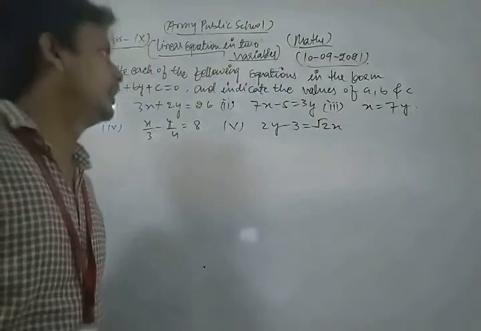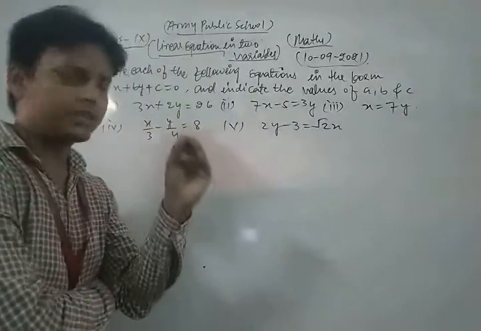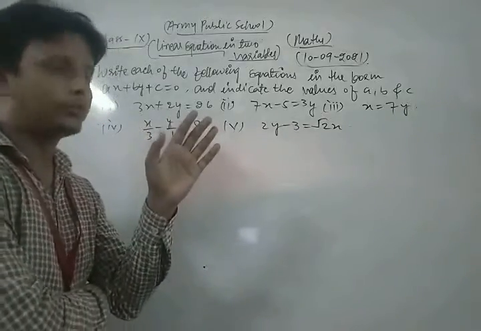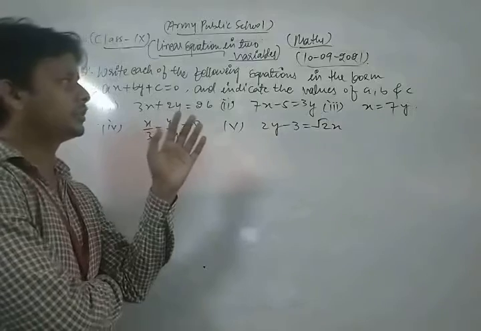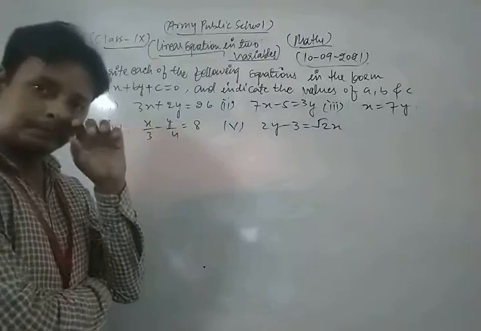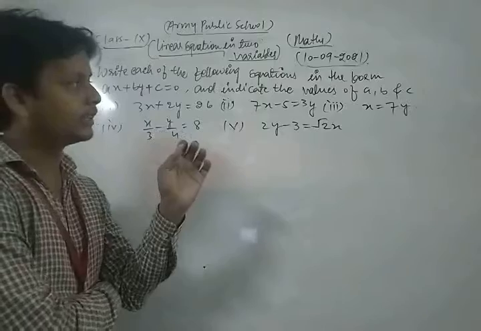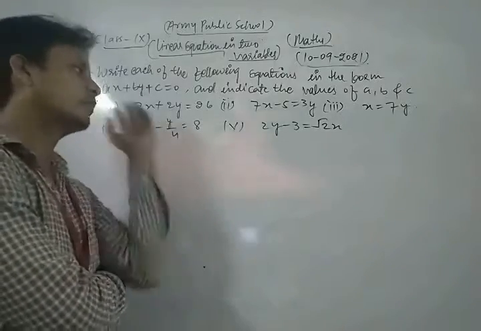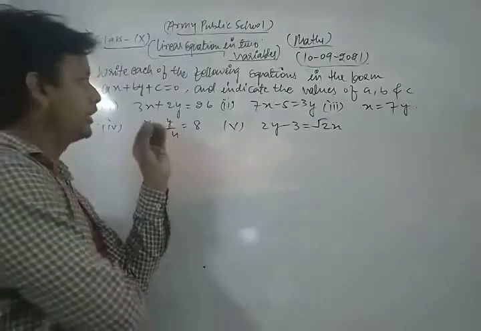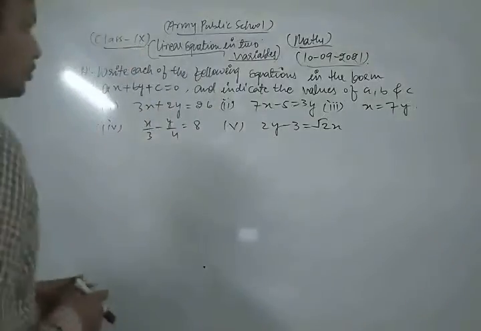Here, dear students, in this question we just write each of the following equations in the form of ax plus by plus c is equal to 0 and indicate the values of a, b and c respectively. This is a very easy and common question. Now let's see its solution one by one.